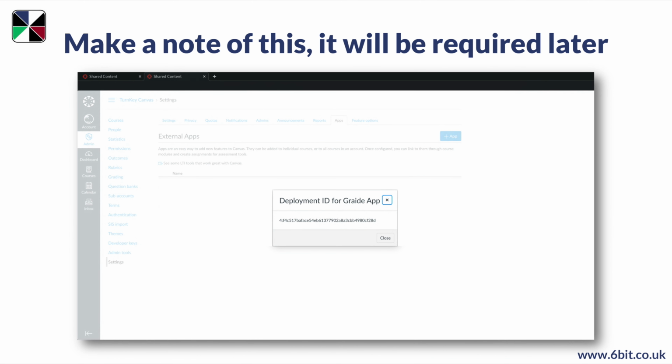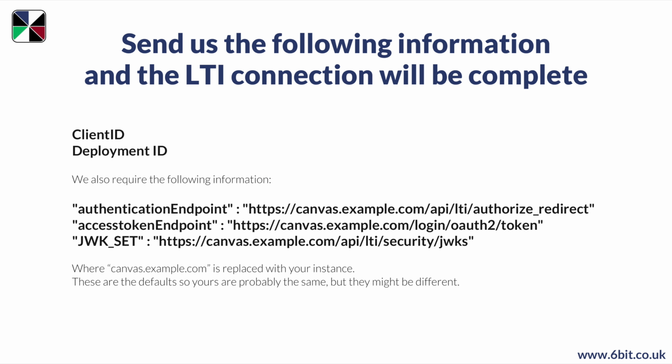Make a note of this because it will be required later. If you send us the following information, we can configure the LTI connection on our end. We require the client ID, the deployment ID that you just made a note of, and we will also require the authentication endpoint, the access token endpoint, and the JWK set. The links that are shown on screen are the default ones, but yours might be different.